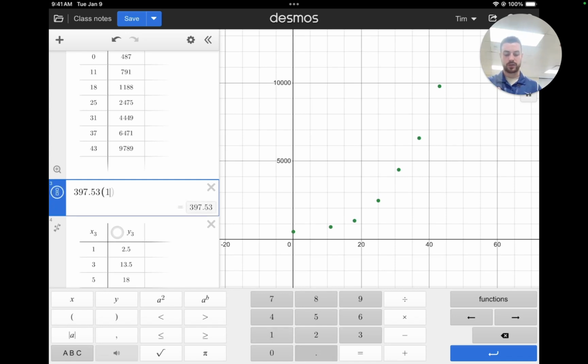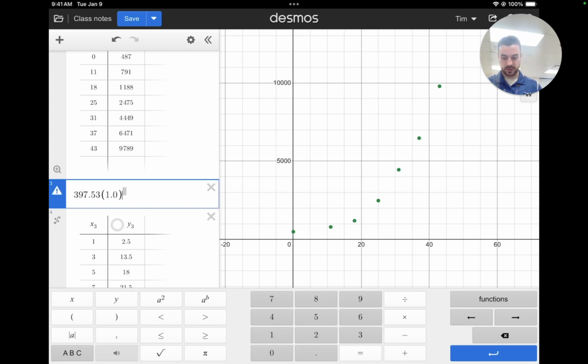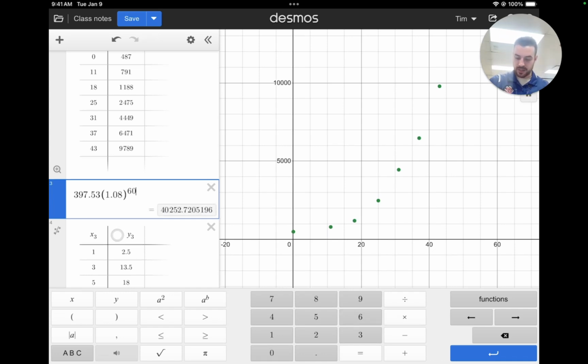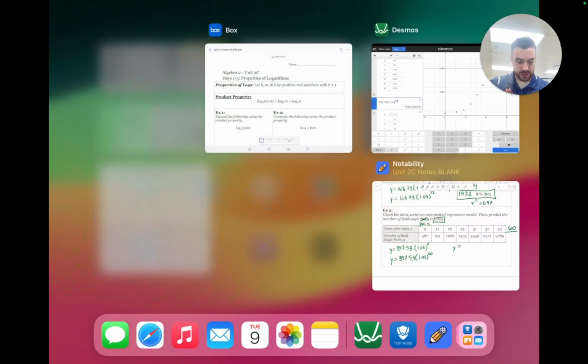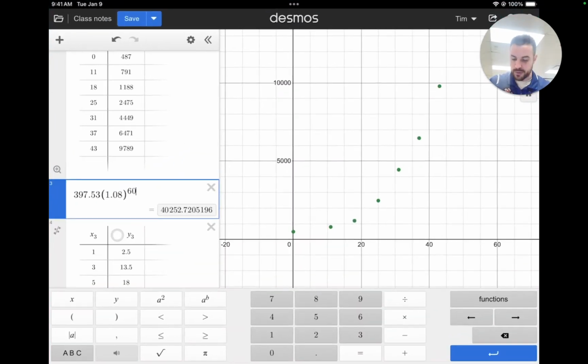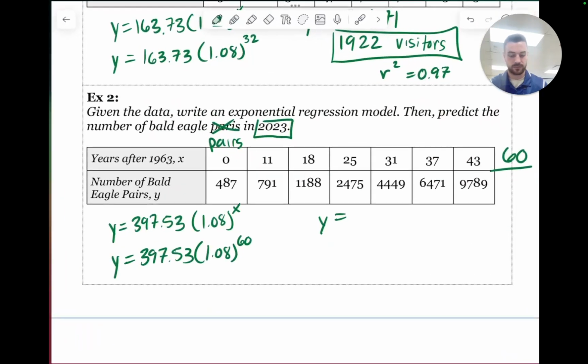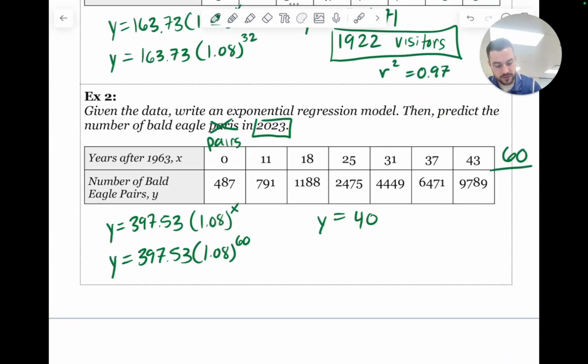397.53 times 1.08 to the 60th power gives us what looks to be a really big number, but it looks like it should match. So we get 40,252.72.